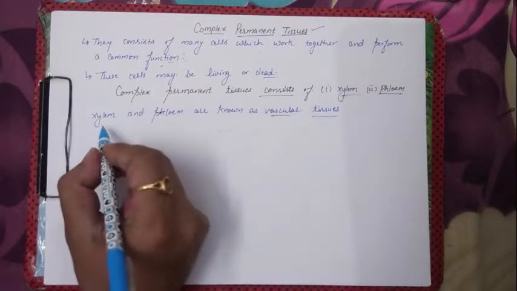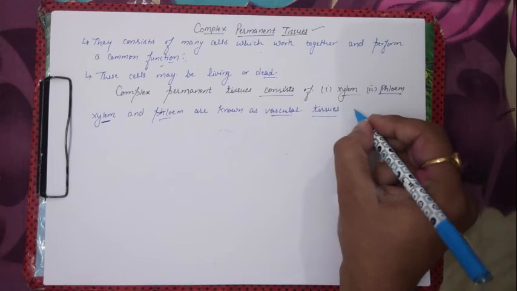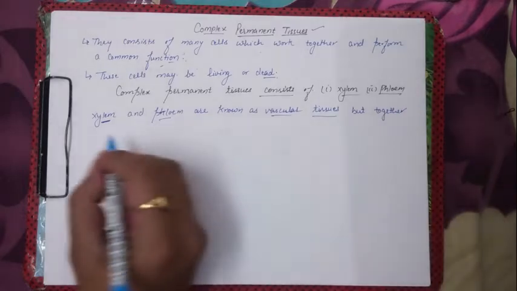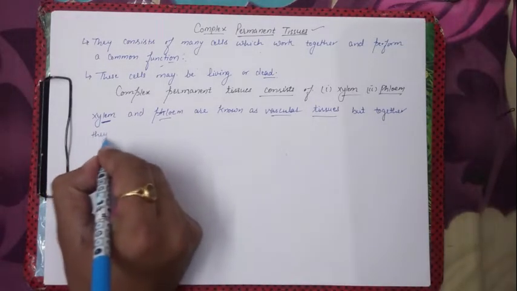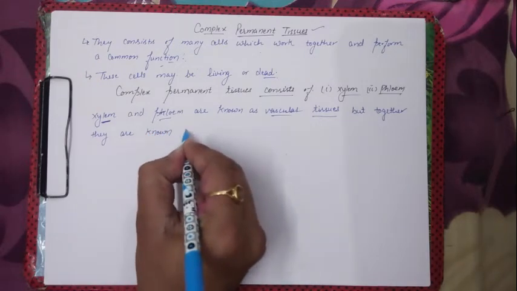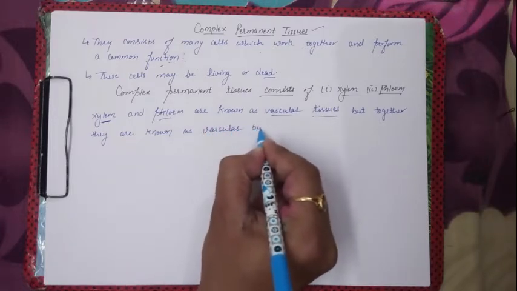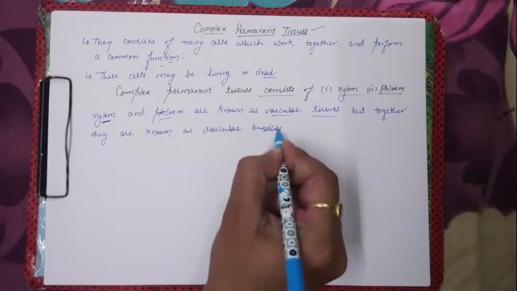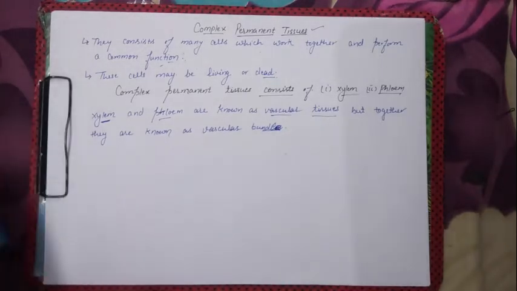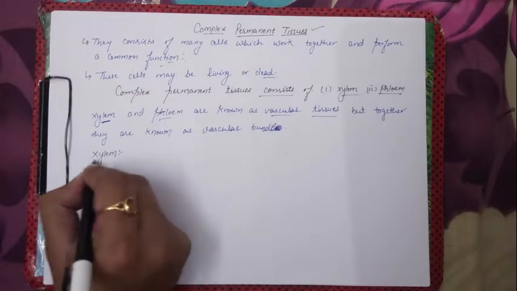If we are going to talk about xylem, then xylem is a vascular tissue, phloem is also a vascular tissue, but together they are known as vascular bundle. First of all, we are talking about xylem.